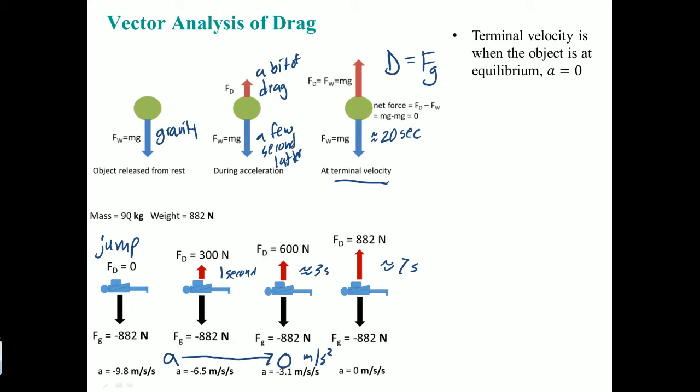So drag, in this whole process, is going towards the value of Fg. As drag becomes Fg in this situation, acceleration becomes 0 because they balance each other out. That's the idea of terminal velocity. Okay, this is looking at it in vectors. Now we're going to look at it in a graph to give you a better visual understanding.